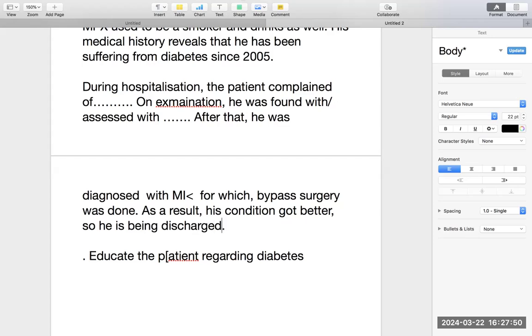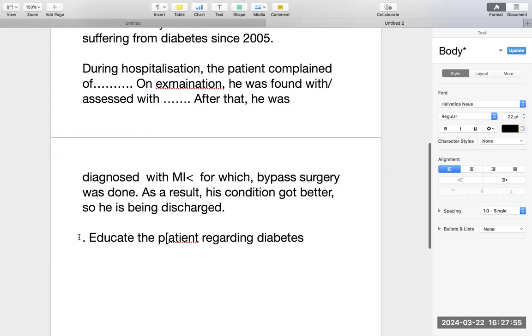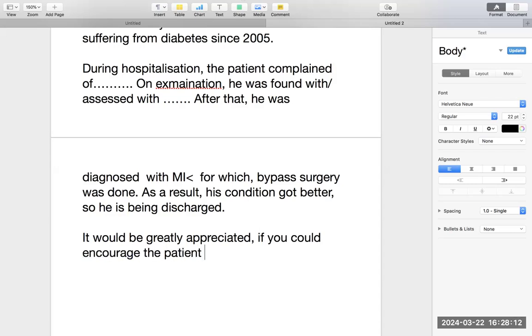All right then, fine, that's fine. Then the last paragraph, you will always start it this way: It would be greatly appreciated. It would be greatly appreciated, please write like this, if you could encourage the patient to do this and this thing, whatever is given in the discharge plan. Second, kindly do this thing. After kindly, always use the first form, because these are imperative sentences.